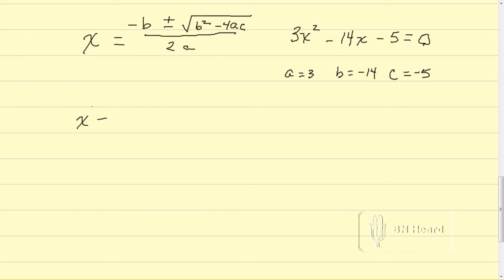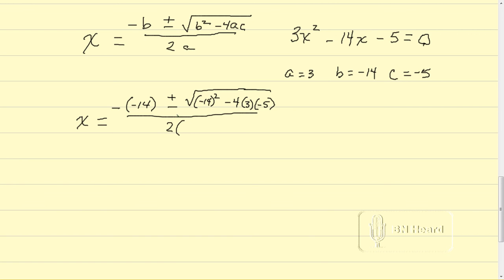So x is going to equal negative b. Now b, remember, is negative 14, so I actually have a negative 14 plus or minus the square root of b squared. B is negative 14 squared minus 4 times a, which is 3, times c, which is negative 5. Pull my radical on out there. Now I have 2 times a, 2 times 3. Let's see what we get here.